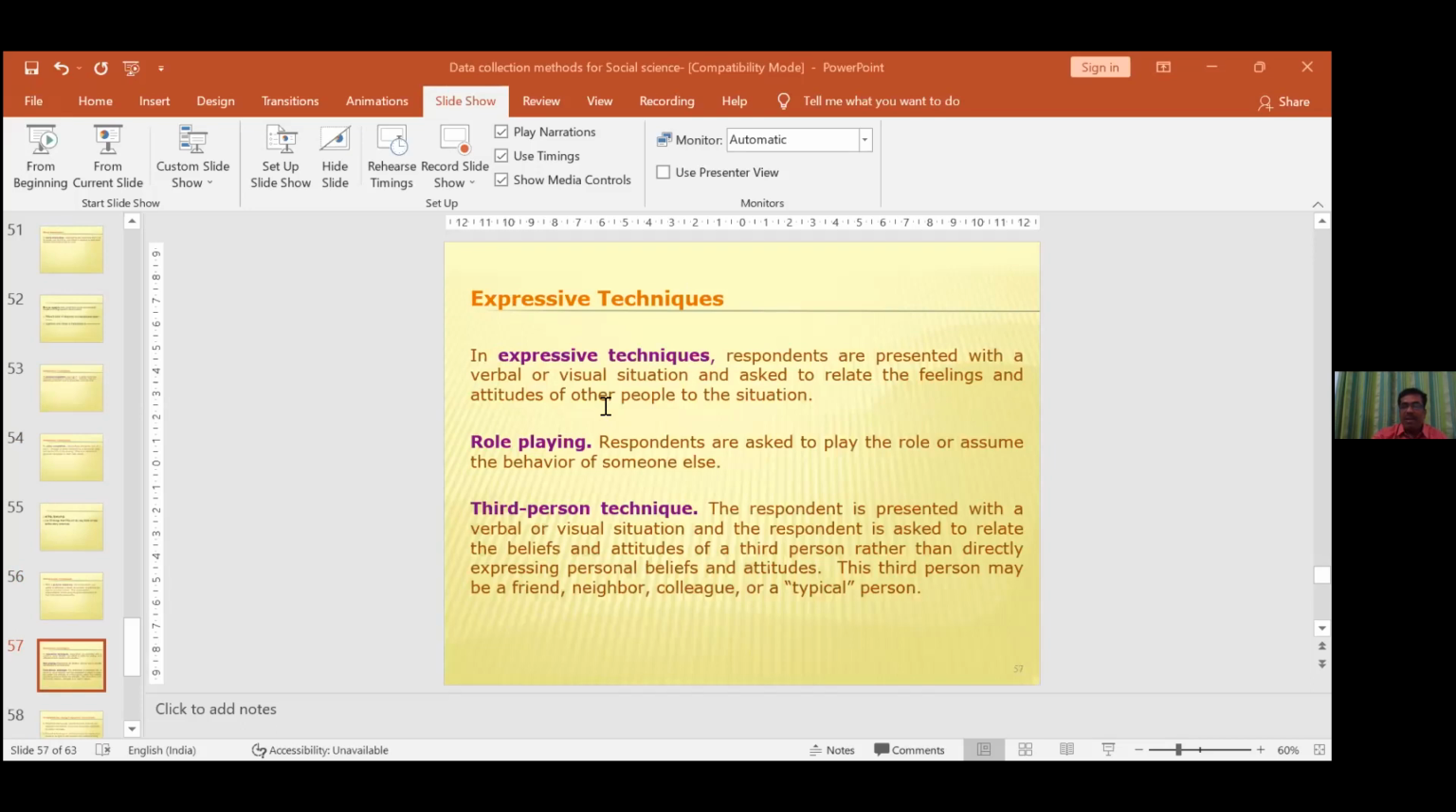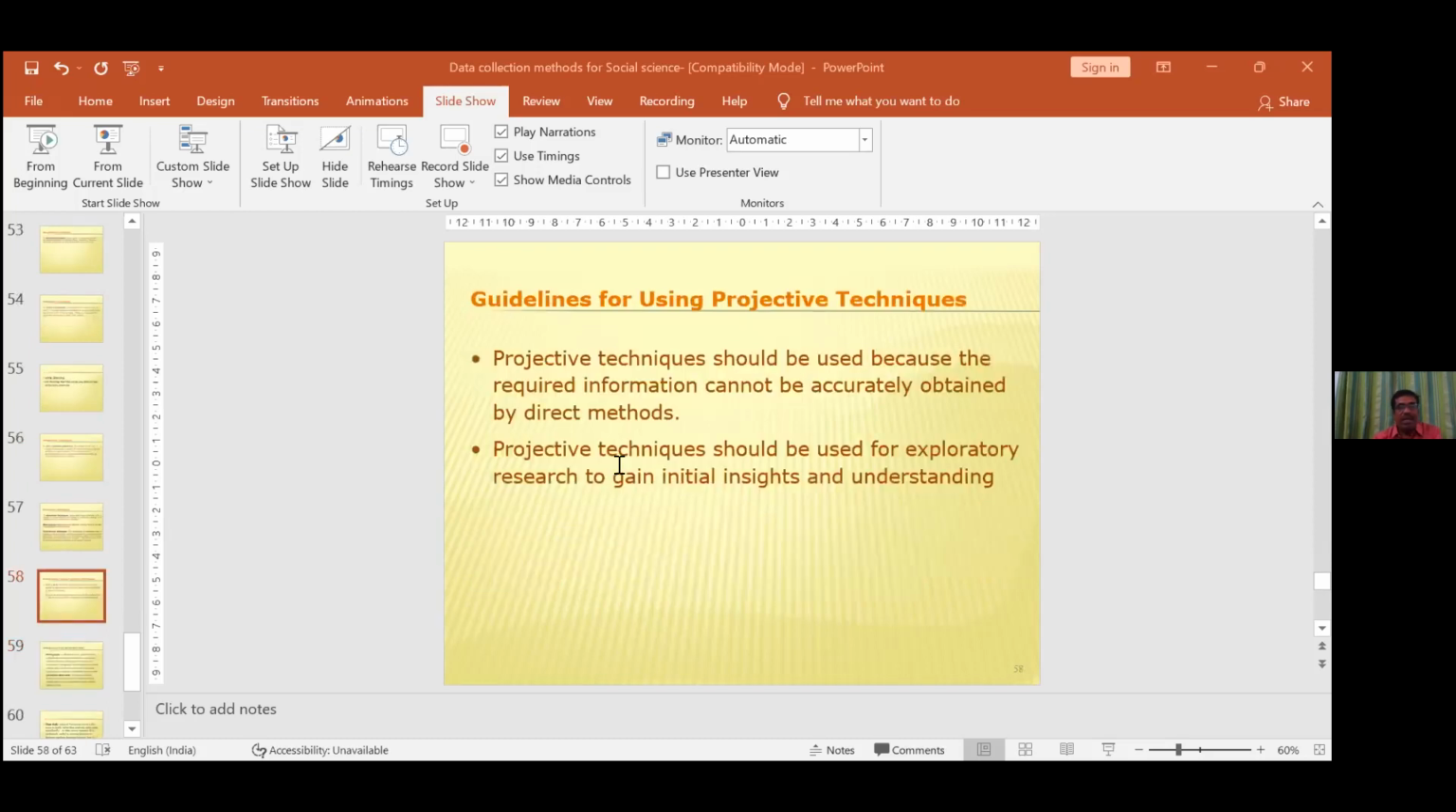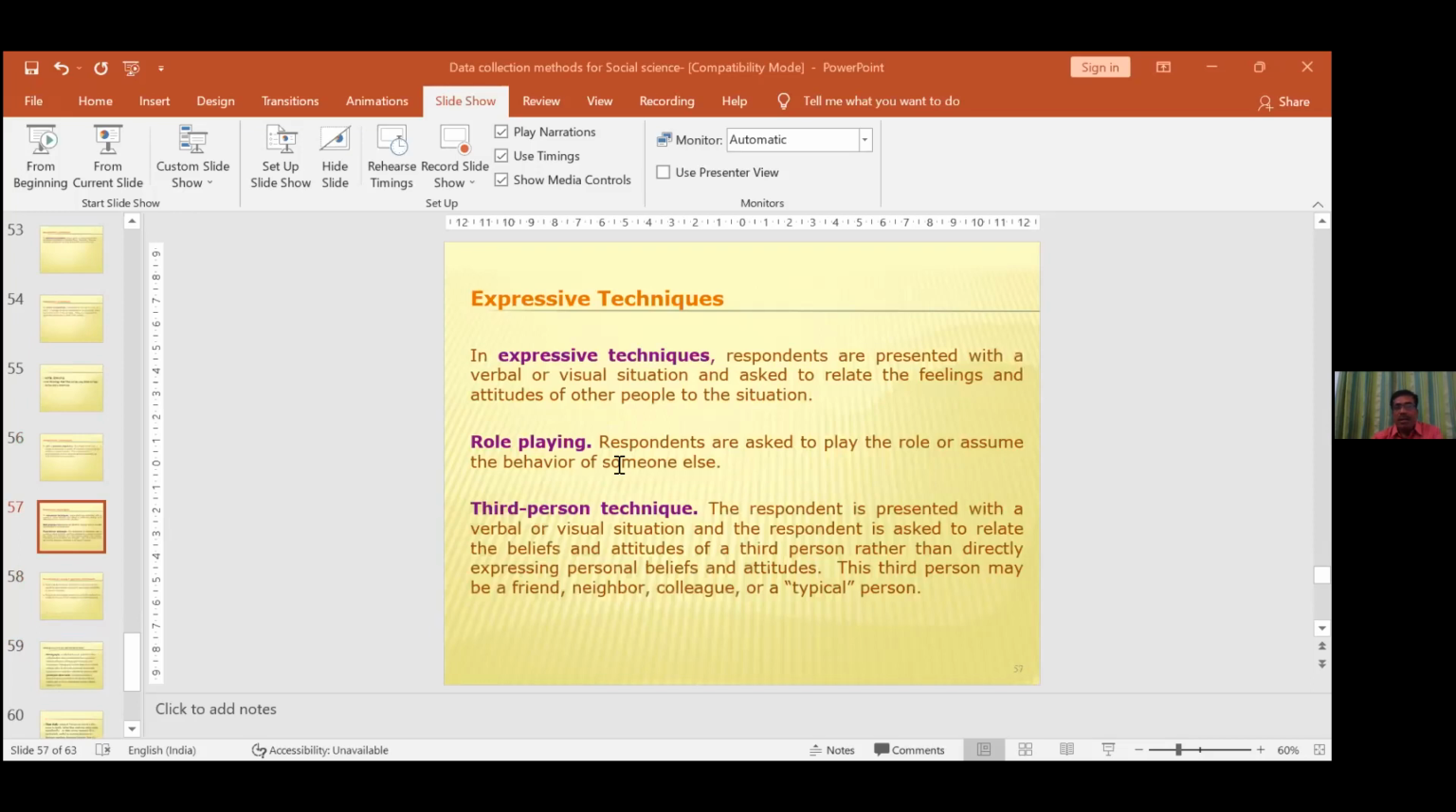Normally, people might be aware of this technique called TAT, that is the Thematic Apperception Test. Normally, one picture will be shown. Immediately, the respondents are asked to respond based on the picture. Okay. Next one is expressive technique, and this is the final technique with regard to the qualitative data collection under indirect method.